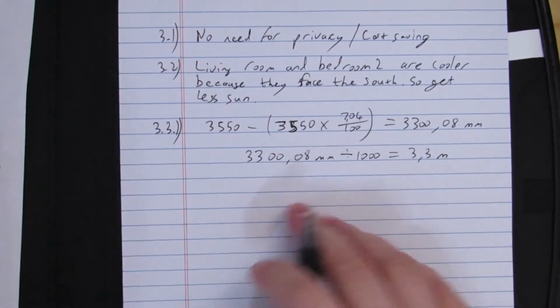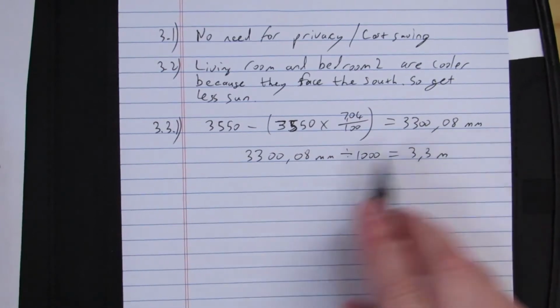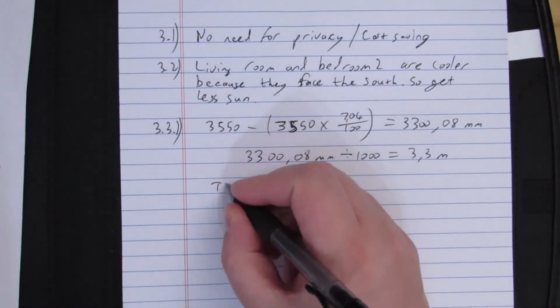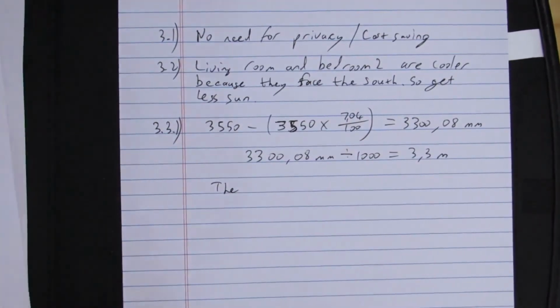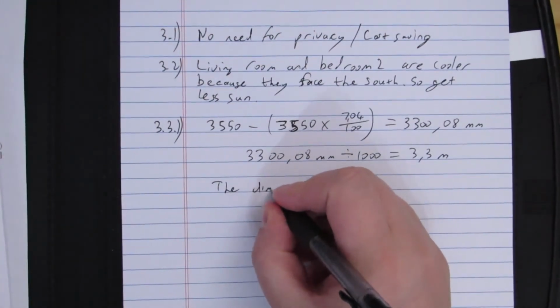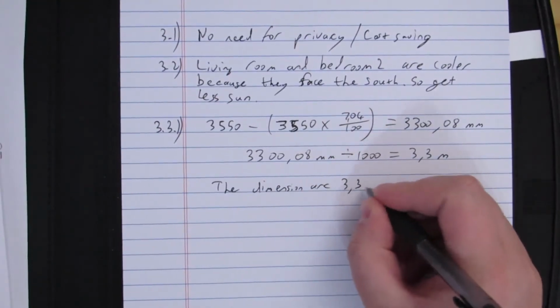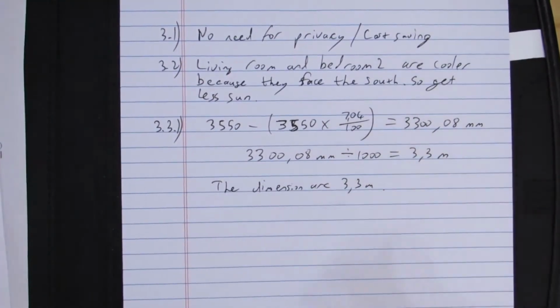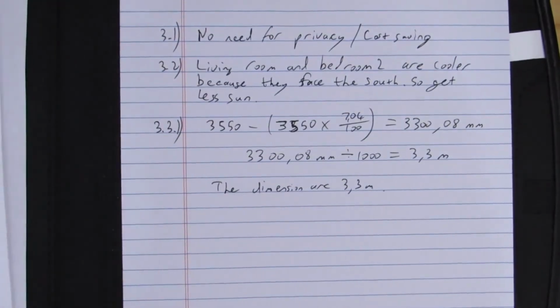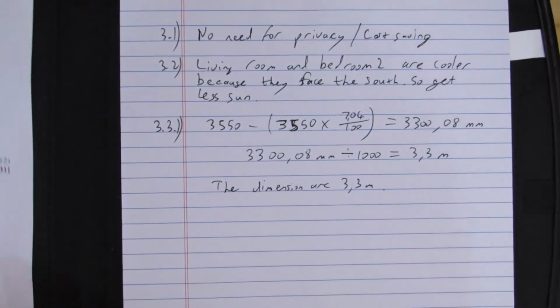Okay, so we've done this part of the calculation, so we have to answer the question now. The dimensions are 3,3 meters by 3,3 meters. Okay, we've answered the question. Always make sure that you answer the question.